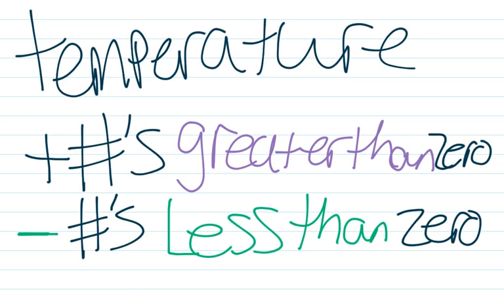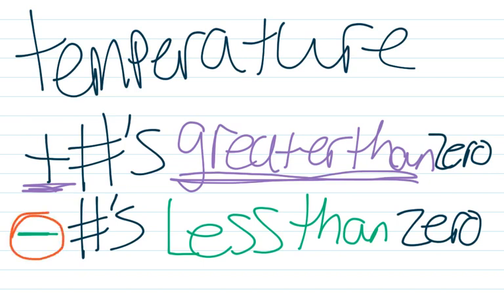So we have positive numbers, which is what this plus sign is. The positive numbers are greater than 0. So these numbers are above or in front of the 0. Now, negative numbers. When we write negative numbers, they have this little minus sign in front of it, exactly like this, in front of the number. So these negative numbers are less than 0.